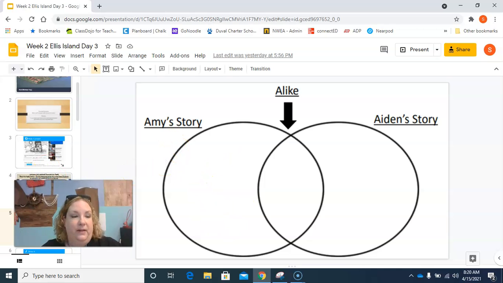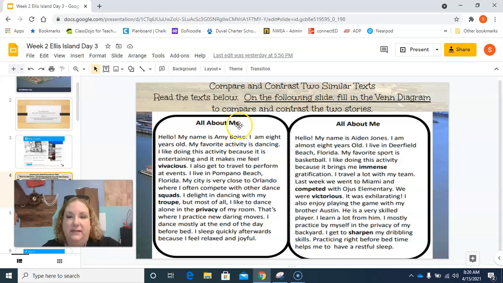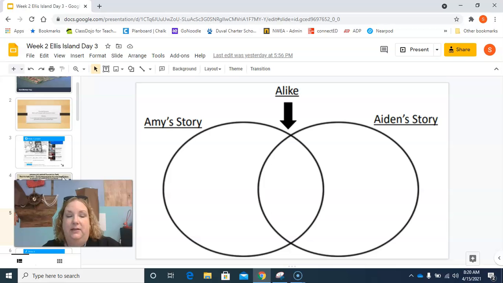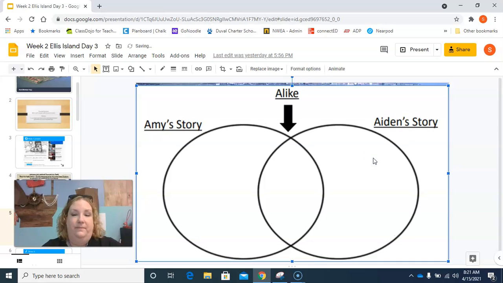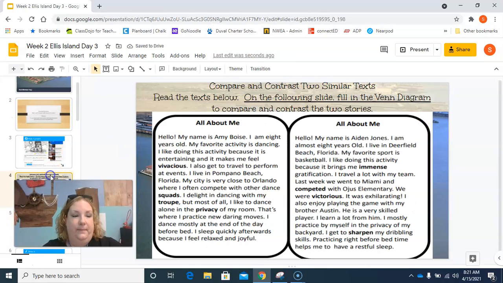So let's take a look at the first couple of sentences. She says, I am 8 years old. He says, I am almost 8 years old. So how old is he? He's 7. So if you were to put that in the contrast side, Amy is 8 years old. Aiden is 7 years old. So those are two things that are contrasting.